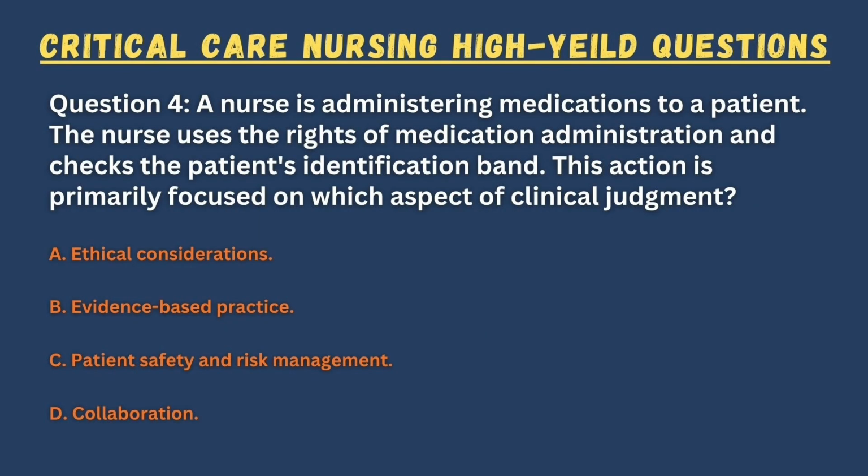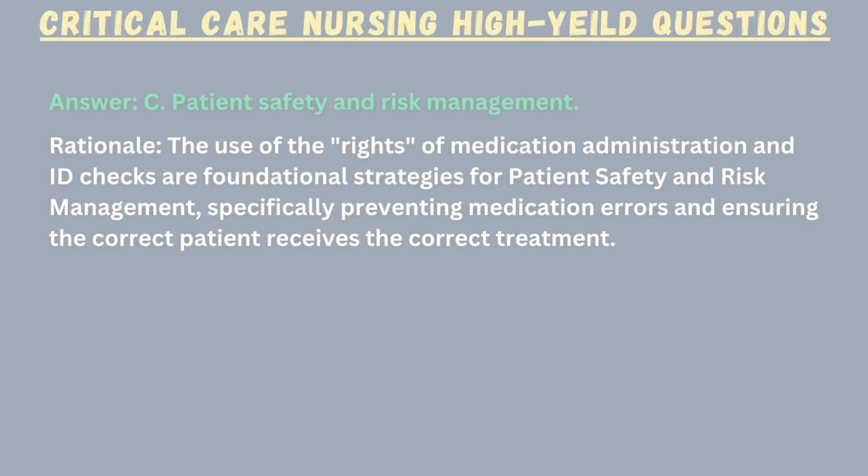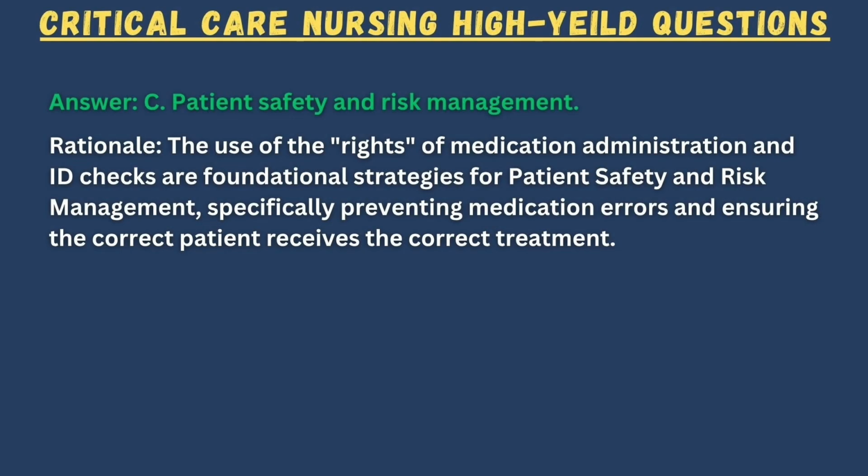Question 4. A nurse is administering medications to a patient. The nurse uses the rights of medication administration and checks the patient's identification band. This action is primarily focused on which aspect of clinical judgment? A. Ethical considerations. B. Evidence-based practice. C. Patient safety and risk management. D. Collaboration. Answer: C. Patient safety and risk management. Rationale: the use of the rights of medication administration and ID checks are foundational strategies for patient safety and risk management, specifically preventing medication errors and ensuring the correct patient receives the correct treatment.